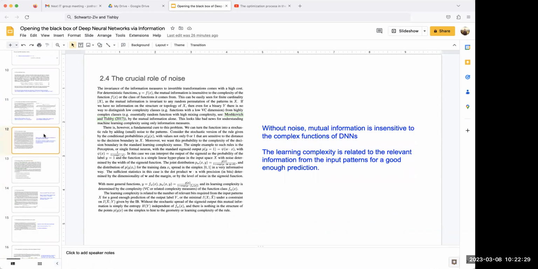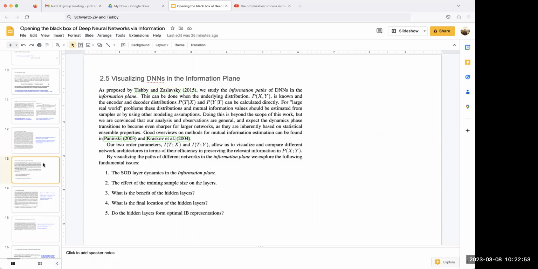And then they describe the role of noise in the network, where if there's no noise in the network, then the mutual information is insensitive to the complexity of the deep neural network. So there's not as much processing that can happen if you don't have some noise on your data. And here they describe some of the ways that they're going to visualize the information using the information plane, which includes all the different layers in their network.